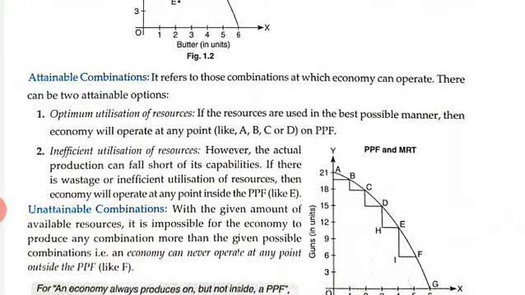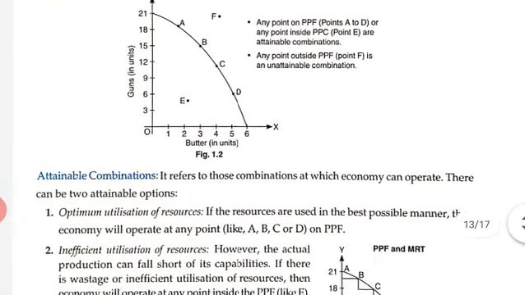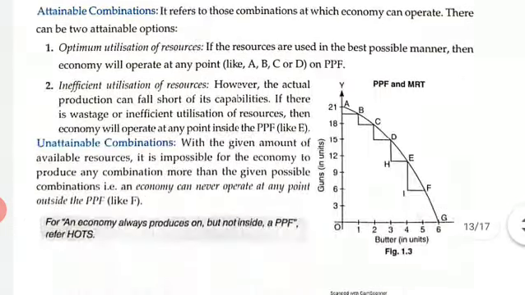So with the given amount of available resources, it is impossible for the economy to produce any combination more than the given possible combinations. An economy can never operate at any point outside the PPF like point F. So the economy will operate on the PPF like the points A, B, C, D and inside the PPF like E, but the economy cannot operate outside the PPF like point F. So from there we have the 2 points, the attainable and unattainable combinations.